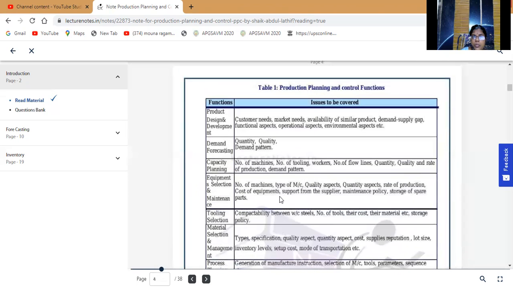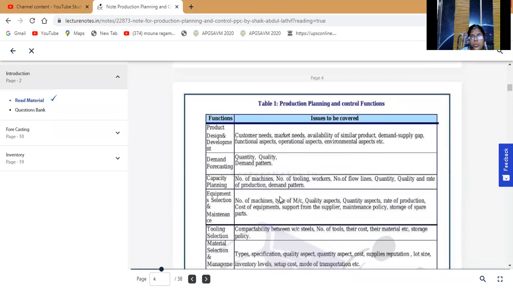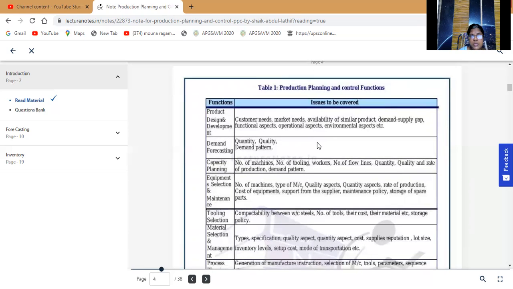And next, these are the production planning and control functions. First, product design and development. If you want a product, what are the main functions? Product design and development. The issues to be covered are customer needs, market needs, availability of similar products, demand-supply gap, functional aspects, operational aspects, environmental aspects, etc. That is for product design and development.